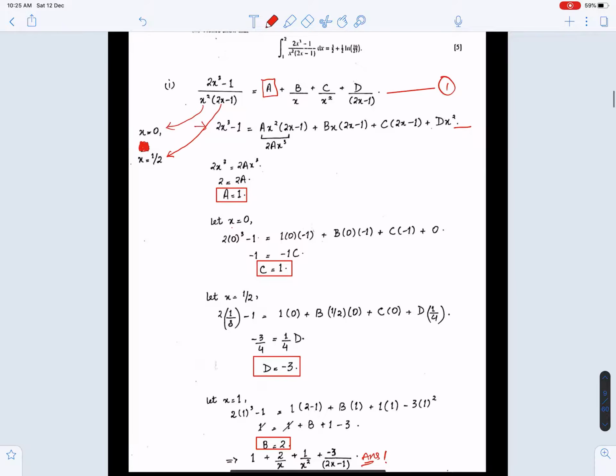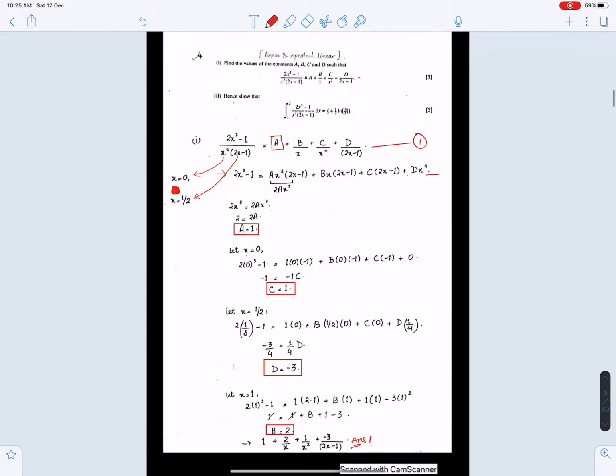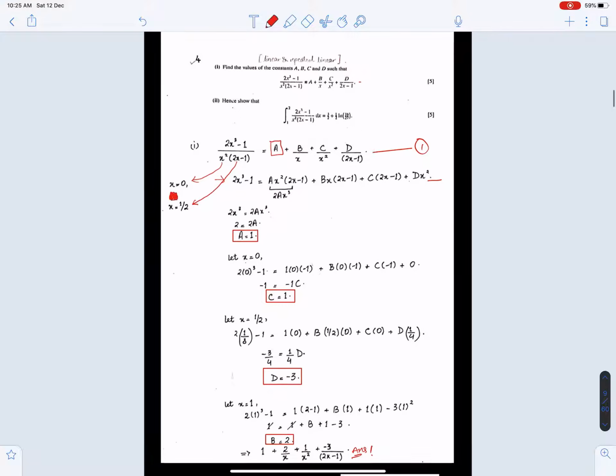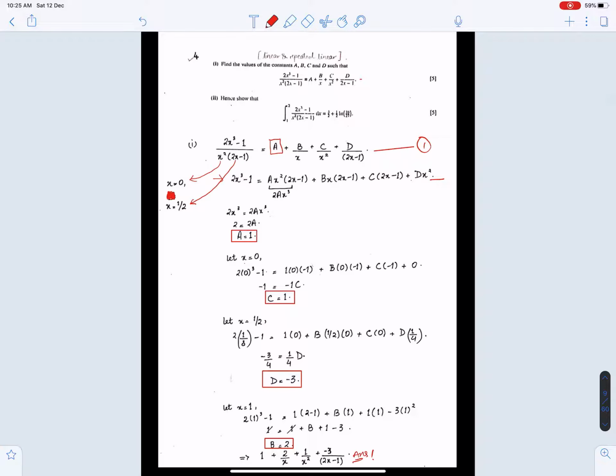The second part is of integration. It's very simple. You just need to use basic formulas to integrate this expansion. This function, (2x cubed minus 1) upon (x squared, 2x minus 1).